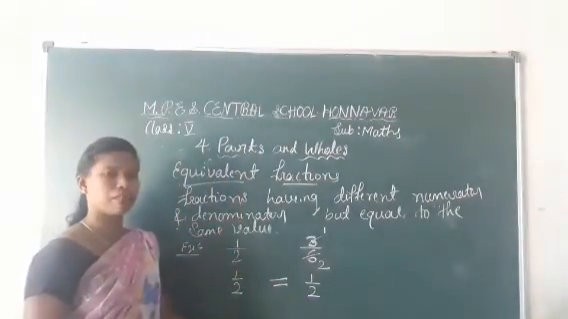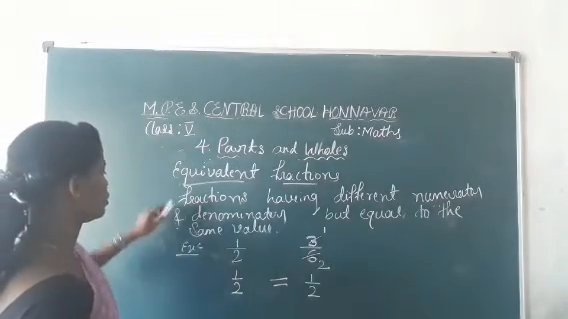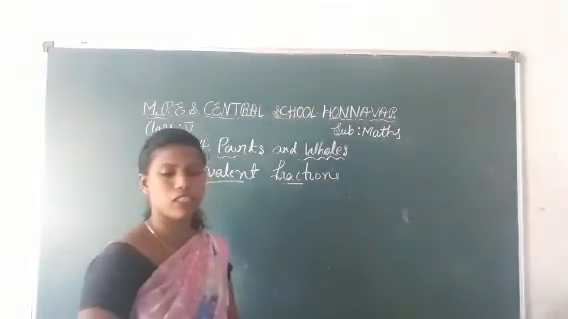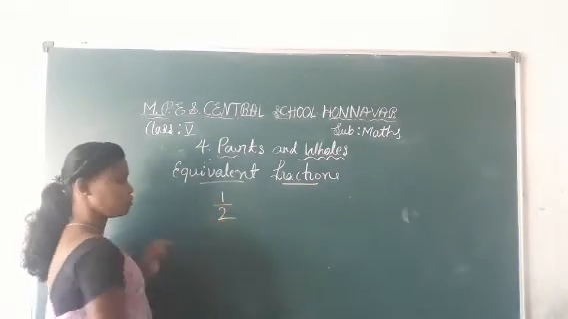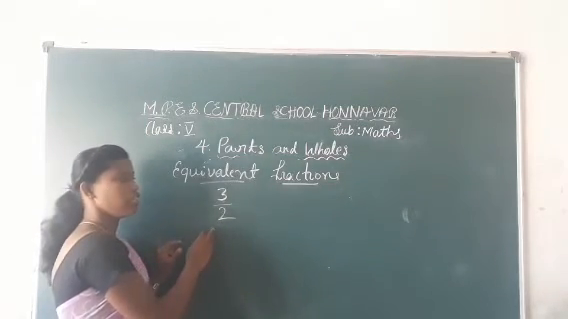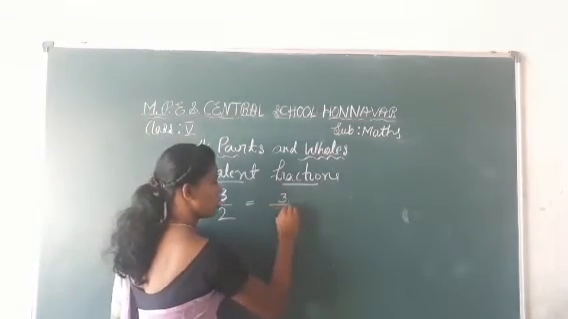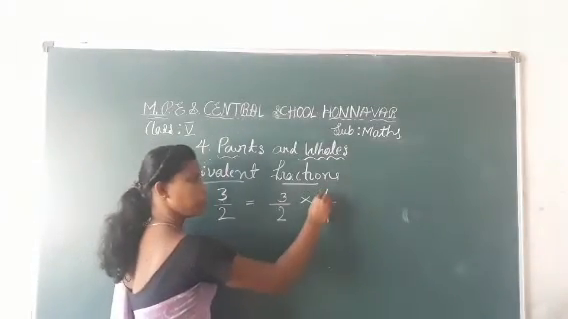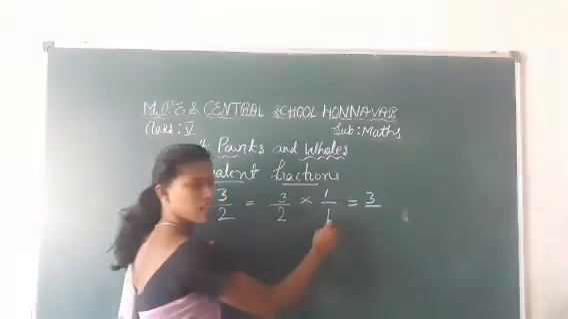This is one method to find out the equivalent fractions. Now we see another method to find out equivalent fractions. The first one is to convert into lowest form, then we find the equivalent fraction. Another method, for example 3 by 2: here we find the equivalent fractions of 3 by 2. First step, 3 by 2 is multiplied and divided by 1. What we get? 3 ones are 3, 2 ones are 2.